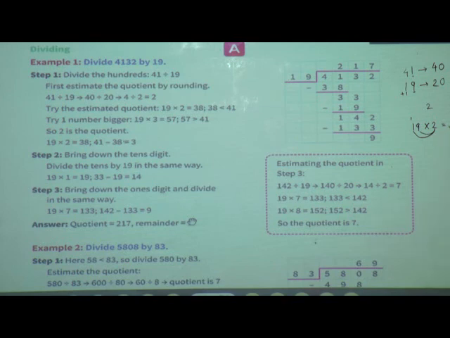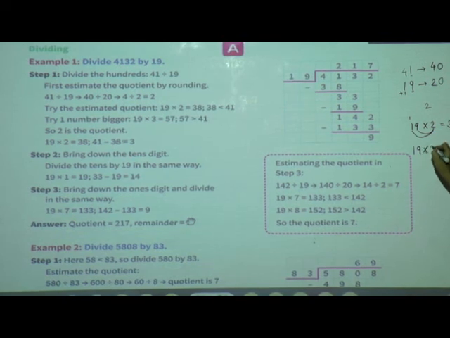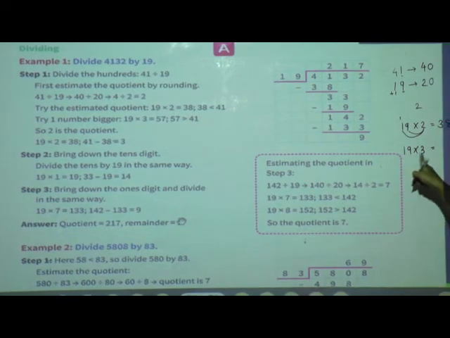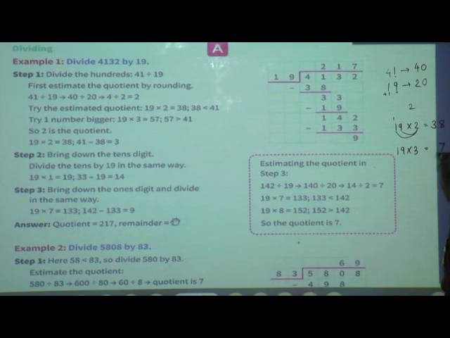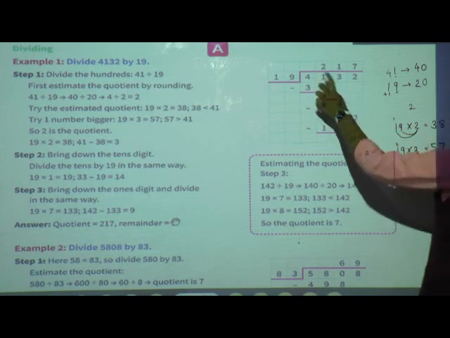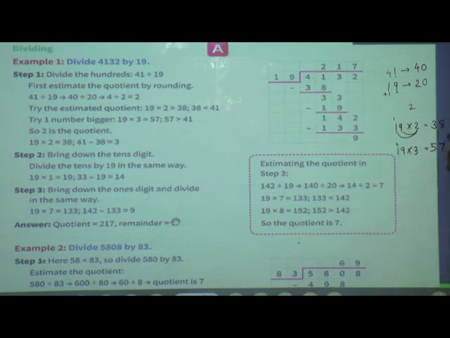Means 38. Now 41 is there. So what will we do? For confirmation, we will go with one more. 3 9s are 27, carry 2. 3 1s are 3, 3 plus 2 is 5. 57 is greater than 41. So which number goes? 38.